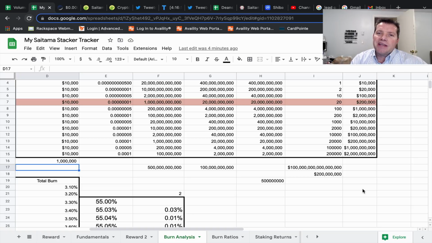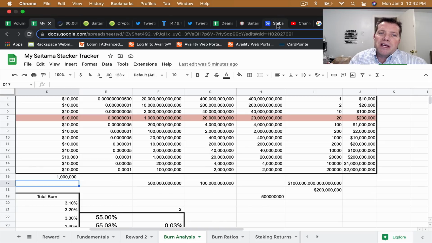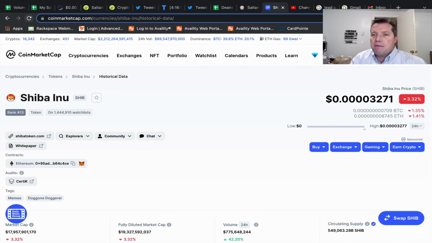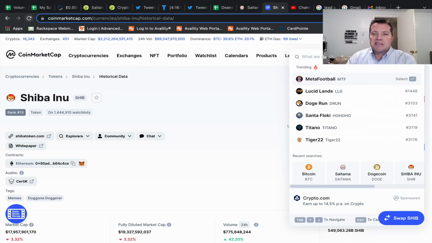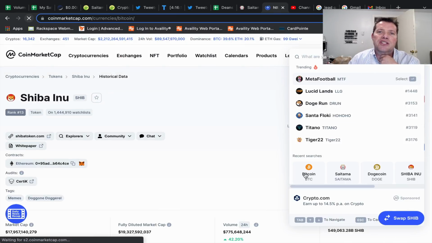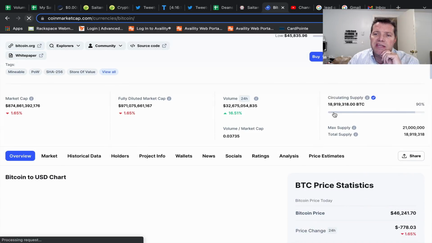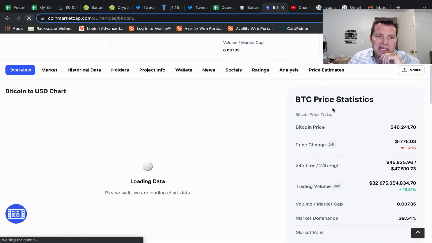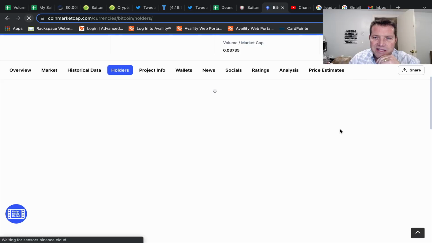With that being said, I do get the question pretty frequently that, hey, we don't want to burn too much, because eventually we'll burn so much that there won't be enough for people to buy. And that's not really a concern, and I'll show you why. If we look at a coin like Bitcoin, the total circulating supply is 18 million coins, and the number of holders that Bitcoin has is in the realm of 40 million wallets.